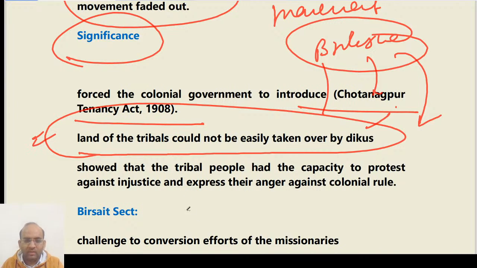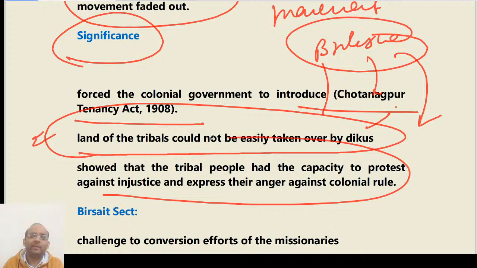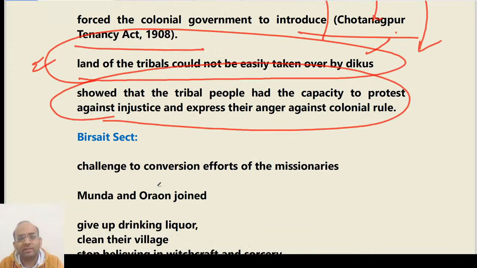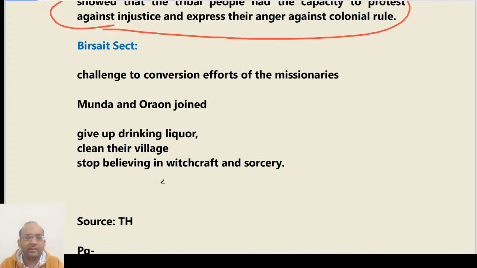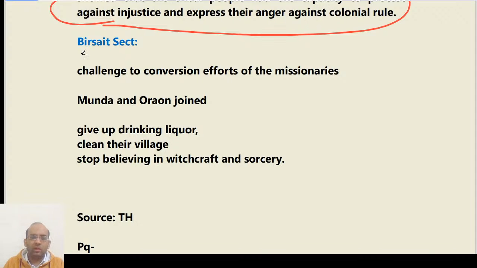और that also shows that tribals had the capacity to protest against injustice and express their anger against colonial rule. So one more good thing happened, Birsa's Act. That is also the significance of this movement.